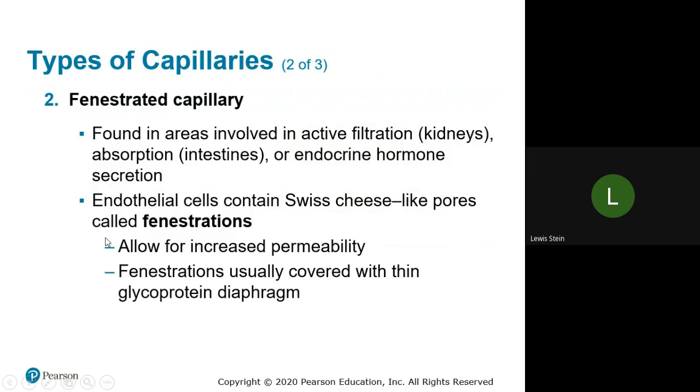When you get to the kidney and in some glands, you get these fenestrated capillaries. Now, if you use that same analogy, you have little openings that are visible. A fenestration is a hole, a perforation, a window.